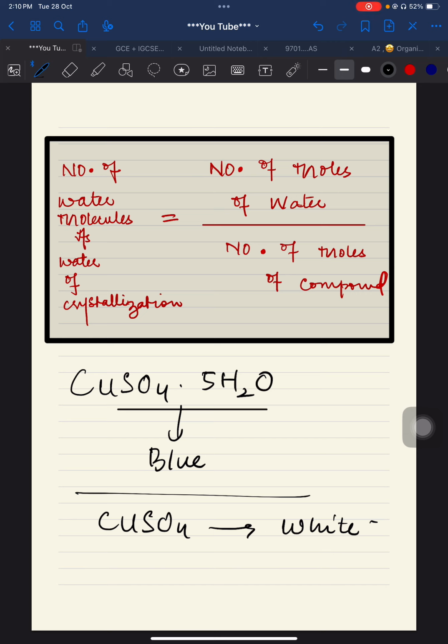Cobalt chloride, when it has water of crystallization, gives pink or red color. And when cobalt chloride loses all that water, it turns blue. So all these tests have already been taught to you. But right now, my focus is on the calculation of the number of water molecules as water of crystallization. It is just a simple formula: the number of water molecules as water of crystallization is equal to moles of water divided by moles of compound. So in the question, you are going to calculate moles of water, and then you are going to calculate moles of compound.